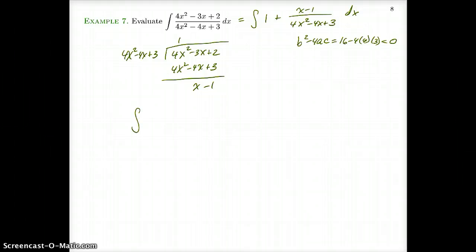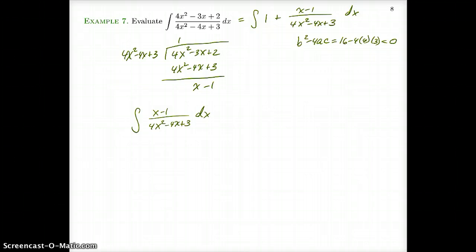So in order to integrate (x minus 1) over (4x squared minus 4x plus 3) dx, you would think that you would do a partial fraction decomposition, but it's already decomposed as much as we can, because the numerator is already of the form ax plus b. So if the denominator were x squared plus 4, I would just split it up into two fractions, and the first one would be a natural log, and the second one would be an arctangent, like the example we just did.